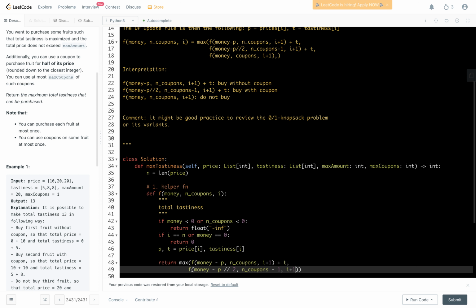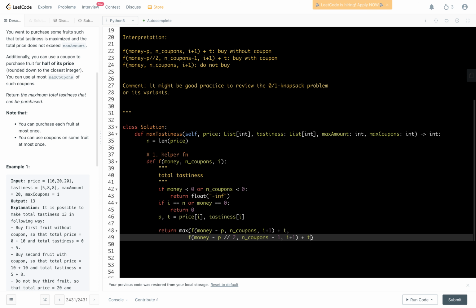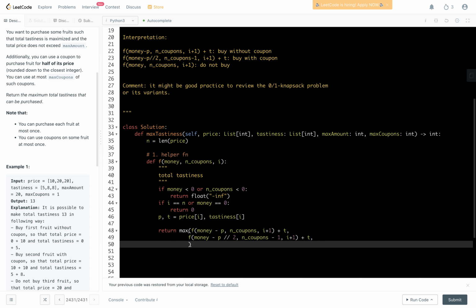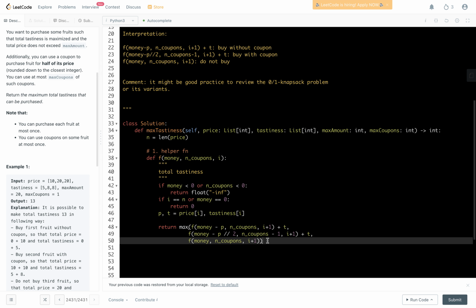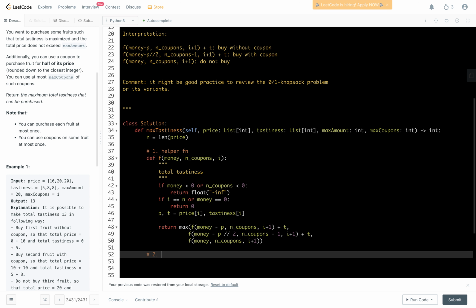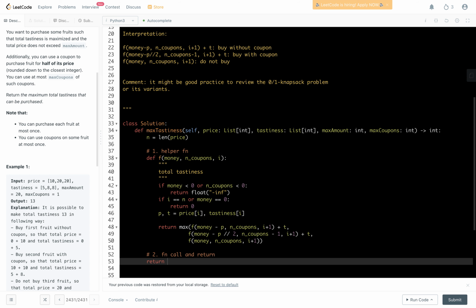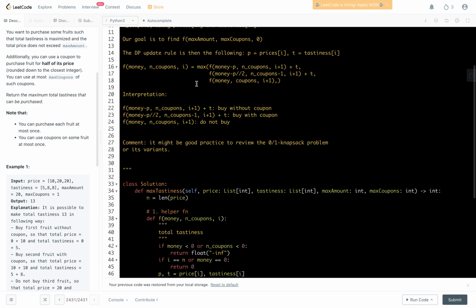Another option is that we use a coupon. So we're going to subtract p integer division by 2, and the coupon amount is decremented by 1, and then we go to the next. In this case, the tastiness is also incremented. Another case is that we do not buy this fruit. So money does not change, and coupons do not change. Then we go to the next. So that's the 3 terms. This is the helper function we write.